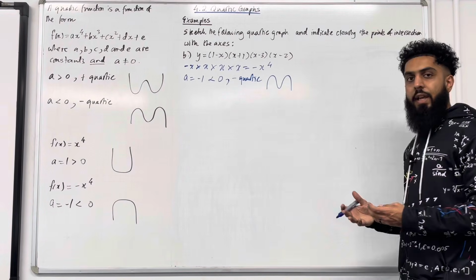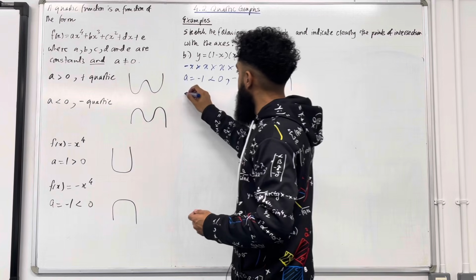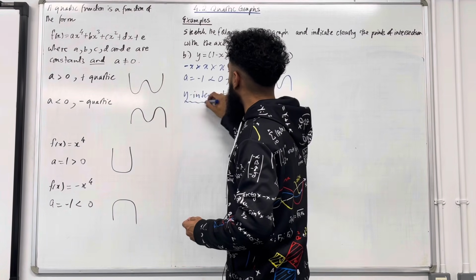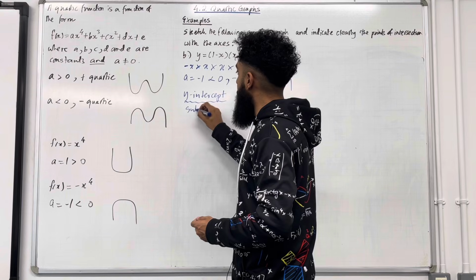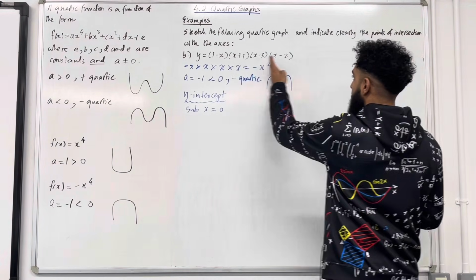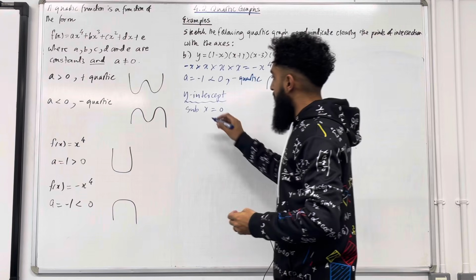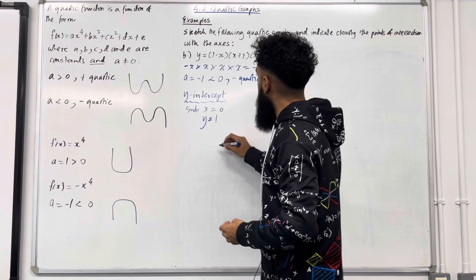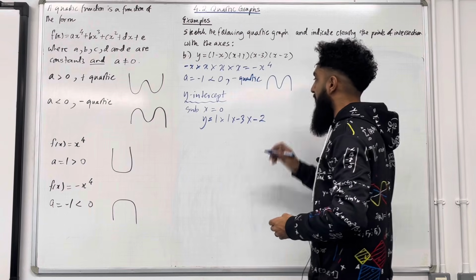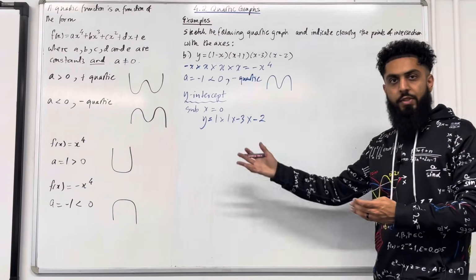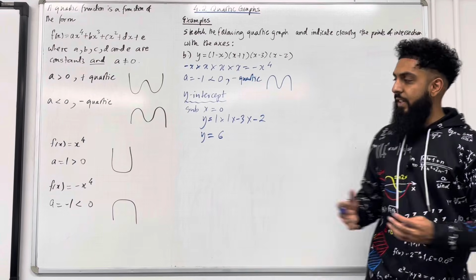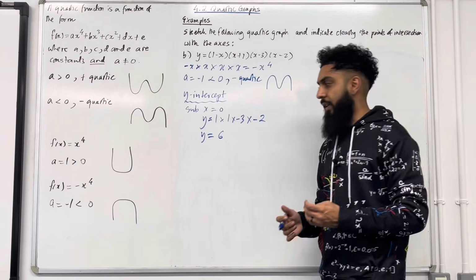Let's go ahead and work out the y-intercept. For the y-intercept, I need to substitute x equal 0. I'm replacing the x's in this equation with 0. This gives me y equal 1 multiplied by 1 multiplied by minus 3 multiplied by minus 2. This reduces to 6. So my y-intercept is 0, 6.